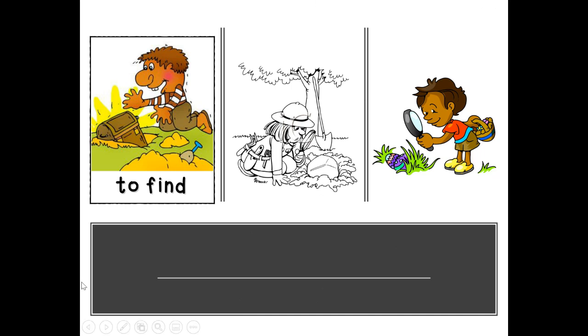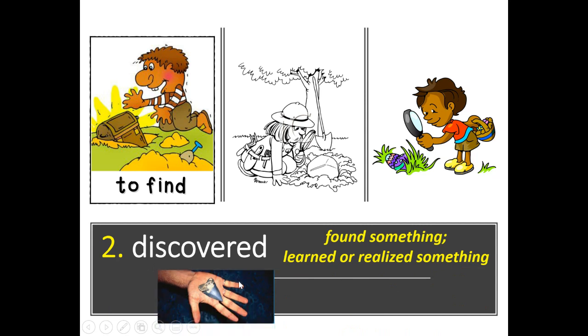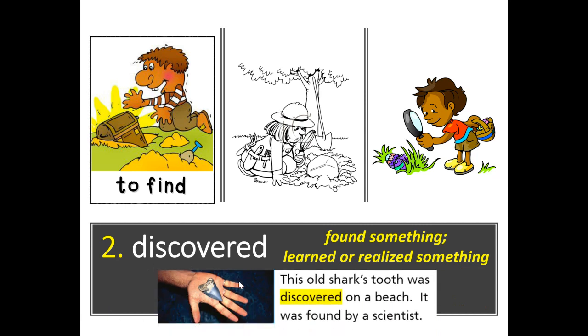So let's see what the word is. Discovered. The root word is discover, and discovered means in the past. Found something, learned or realized something. This old shark's tooth was discovered on a beach. It was found by a scientist. Think about it. What is the most surprising thing that you have discovered or found?